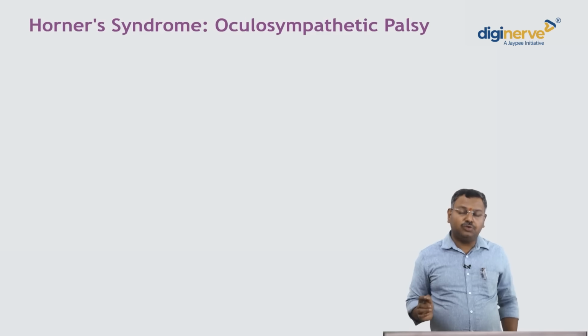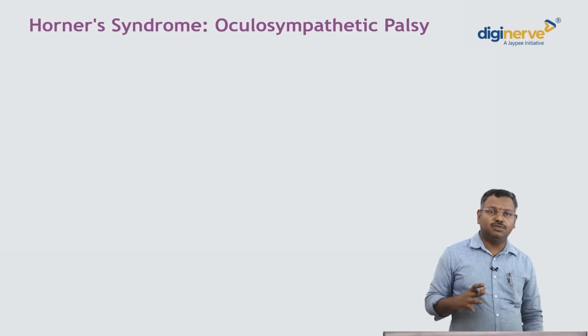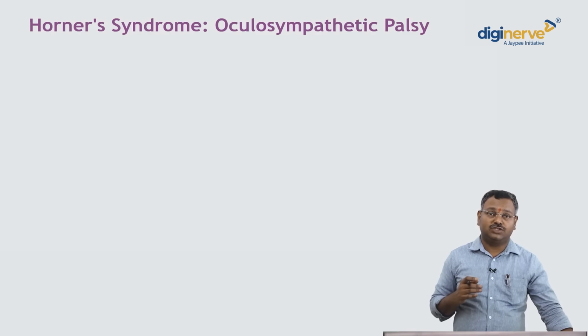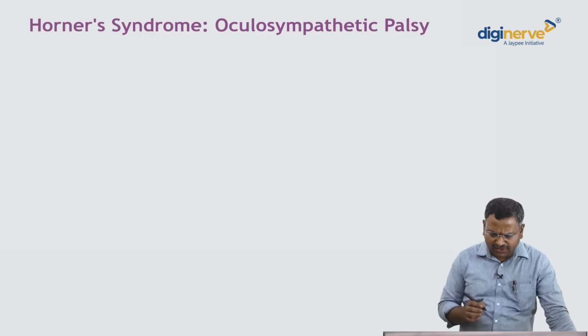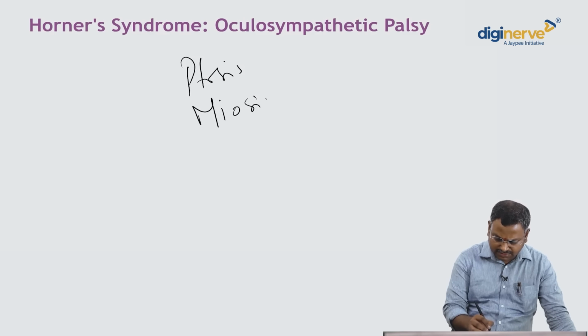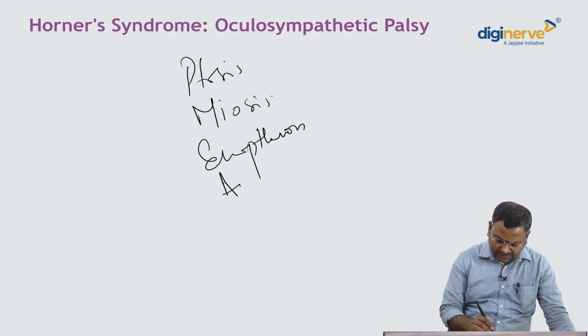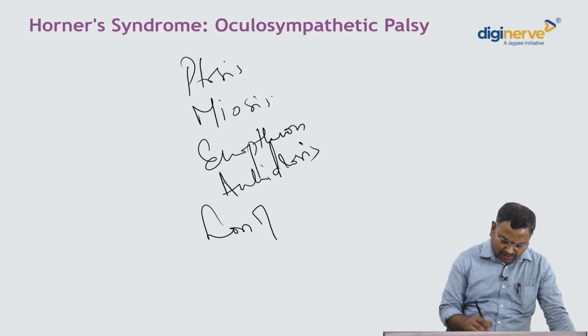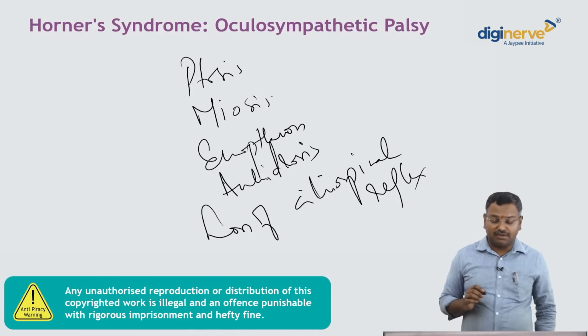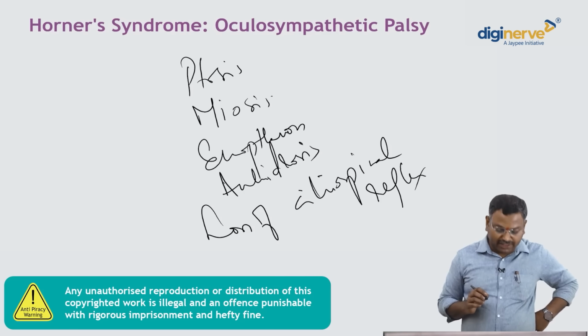Let's briefly discuss Horner's syndrome, because this is a very common question asked. You have to know the types of Horner's and how we decipher which order Horner's is. So when you look at Horner's, you have the components. The ptosis is there, there is meiosis, there is enophthalmos, anhidrosis, and loss of ciliospinal reflex. So these are the various things that are components of the Horner syndrome that you see.